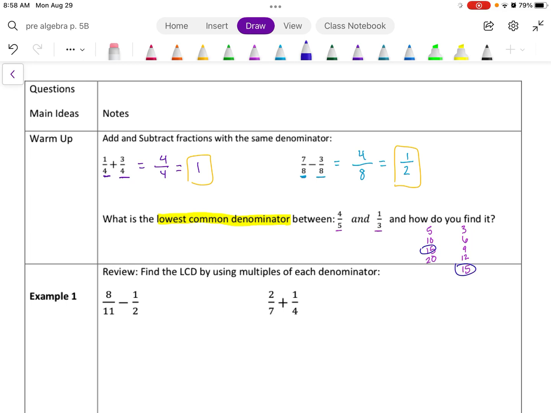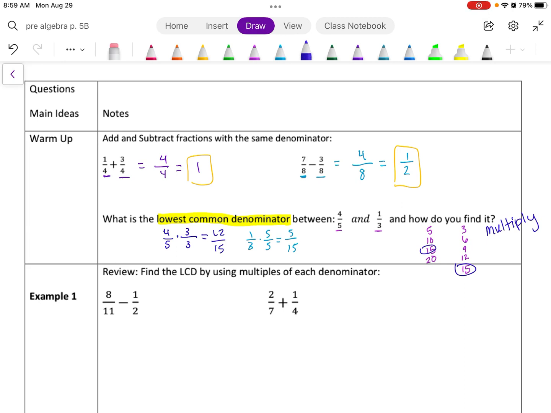That's our lowest common denominator. So we need to think about, what are we going to multiply? Ultimately, we multiply in order to create common denominators. So in order to get 5 to be 15, we're going to take 4/5 and multiply by 3/3. Well, 4 times 3 is 12, and 5 times 3 is 15. Now we want to do the same thing with 1/3. Well, 3 times 5 is 15, so 1/3 times 5/5. 1 times 5 is 5, 3 times 5 is 15.